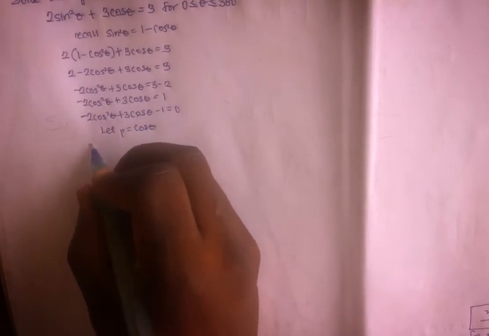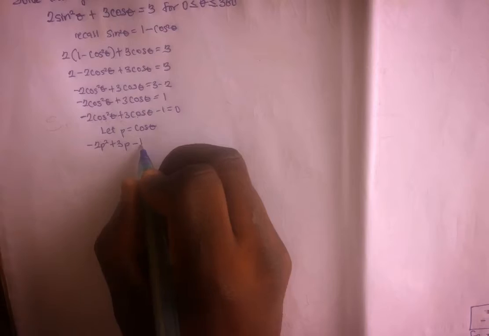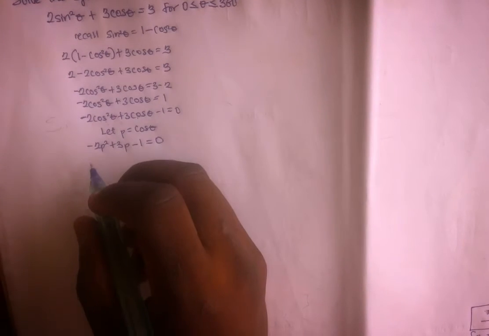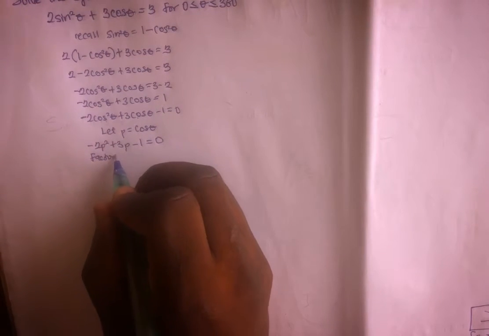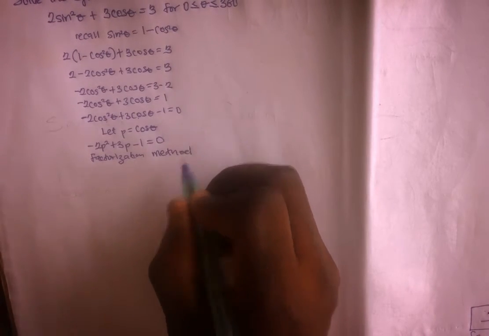So here we have minus 2p squared plus 3p minus 1 equals 0. Can you see it now? This is a polynomial of degree 2, so we are going to get two roots, according to the fundamental theorem of algebra. This is a quadratic equation, and what method can we use? You can use the factorization method, so right now I'll be using factorization to get the value of p.